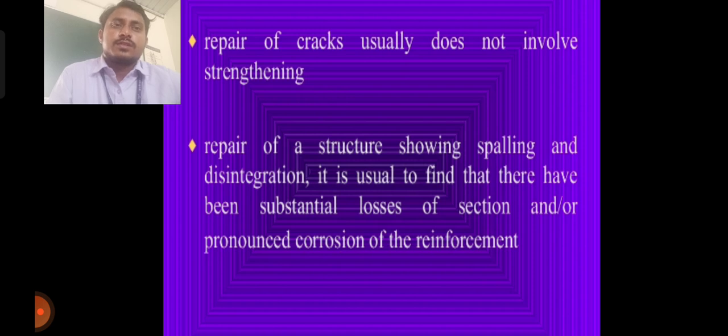In the repair of a structure showing spalling and disintegration, it is usual to find substantial loss of section, or pronounced corrosion of the reinforcement. Not only these three defects, we have another type of defect, that is corrosion. If spalling of the concrete happens, the layer comes out of the concrete structure, and the steel is exposed to moisture or environmental conditions. Due to that, corrosion of the steel will happen.